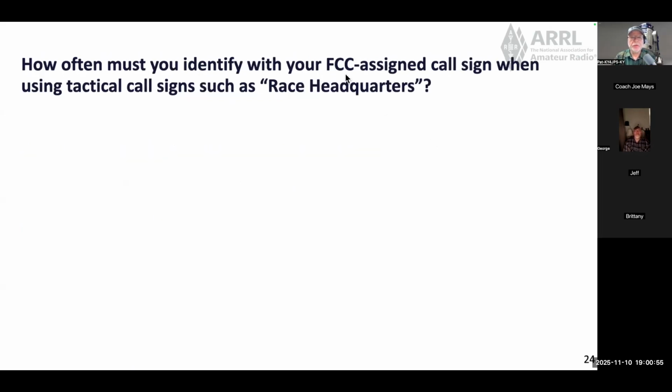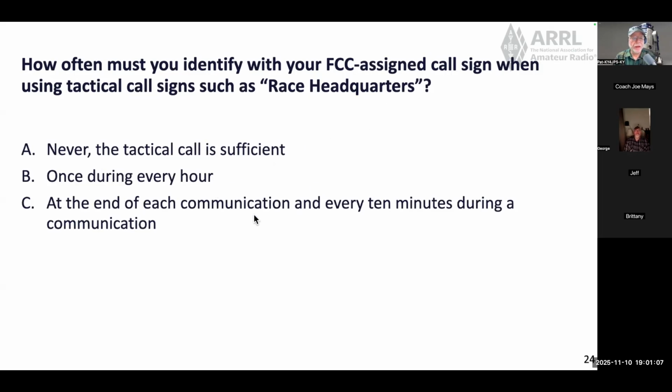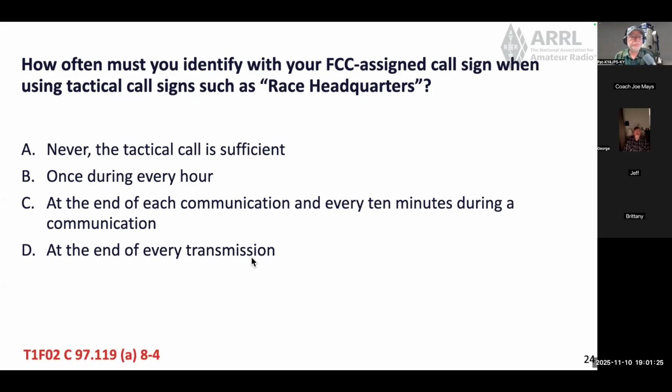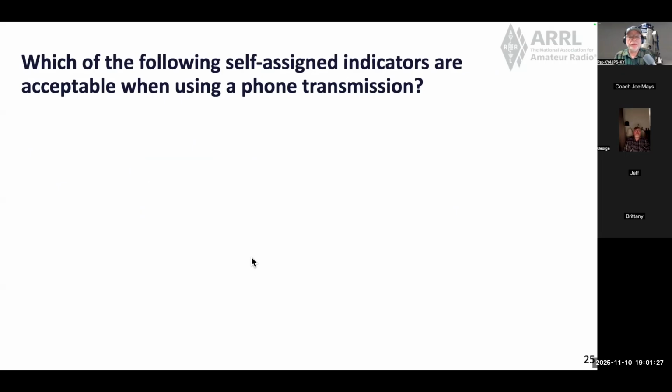How often must you identify your FCC assigned call sign when using tactical call signs such as race headquarters? Never. The tactical call is sufficient. Once during every hour, at the end of each communication, and every 10 minutes during a communication, at the end of every transmission. At the end of each communication and every 10 minutes during a communication. C, Charlie, that is correct. Which of the following self-assigned indicators are acceptable when using a phone transmission?